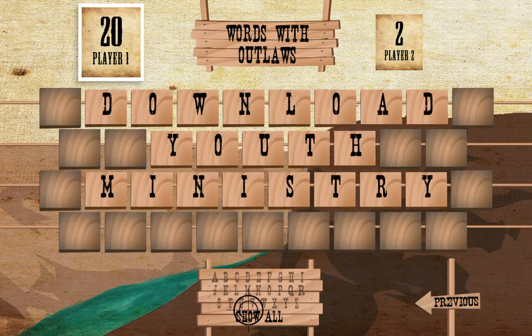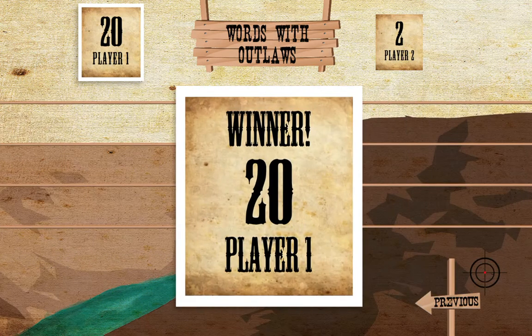I know what I wrote. Download Youth Ministry, great. And when you're done, you'll notice there's no arrow to go to your next and final winner tally. That's because it's on the arrow key. So if you click the right arrow key, there it is. The winner is player 1 with 20 points, and it'll also know if it's a tie, in which case you can do a tiebreaker or whatever you want to do.